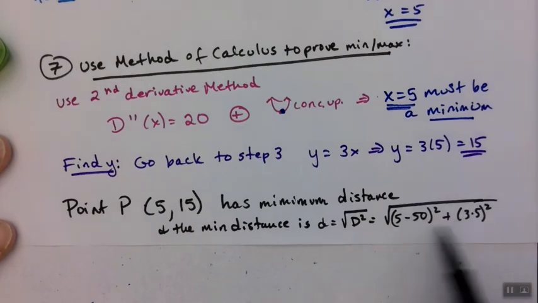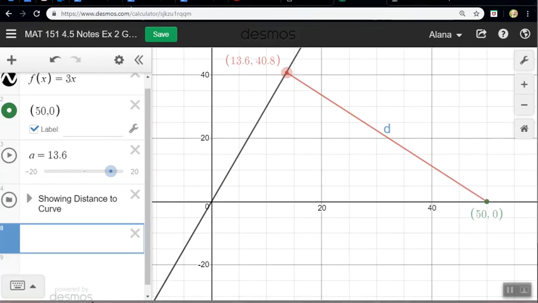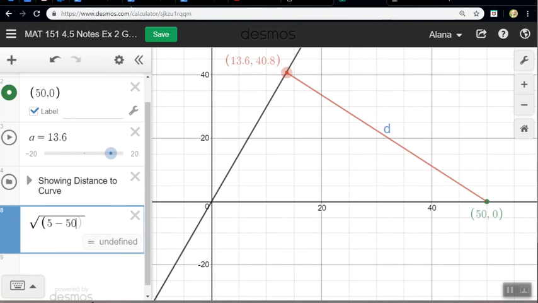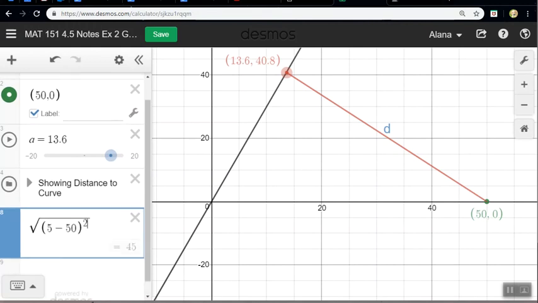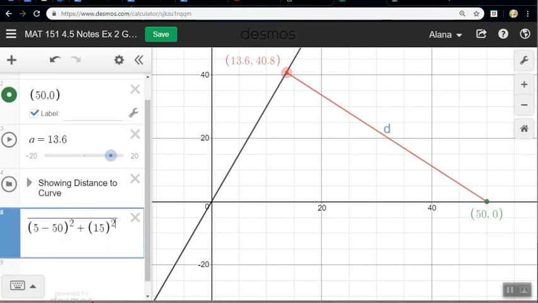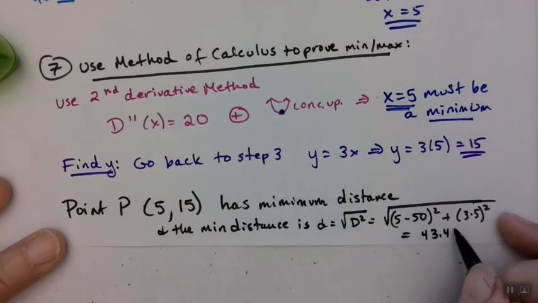So we would use a calculator to find what that is. Let me grab a calculator and I'll find it. Actually, I think I can just grab Desmos. That's the beautiful thing about Desmos. So I'm going to take square root, so SQRT, parentheses, 5 minus 50, parentheses, squared, plus, and then 3 times 5 is 15, parentheses, squared. And it tells me the minimum distance is 47.434 units. So I would go put that in there.